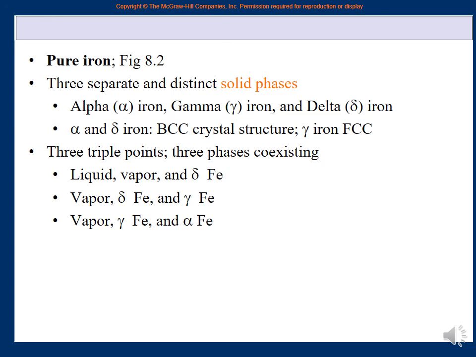So we will discuss it later on, but right now we have covered water. Now we want to cover iron and see what are the phases. So let us go to the next page.